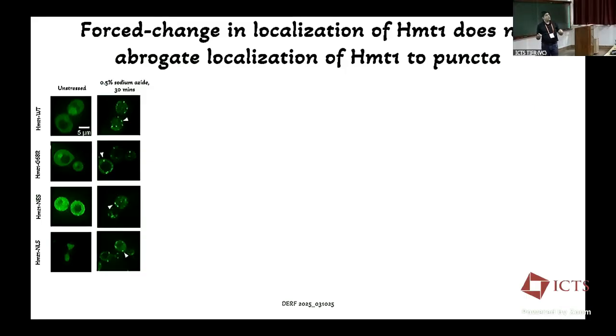When exposed to stress, oxidative stress, in this case sodium azide, it likes to come back to the cytoplasm and accumulate in these puncta. The one which is tethered to the cortex is actually very poor in its expression. So under unstressed condition, it's actually very hard to even see the protein. But when you stress it, it forms these puncta at the cortex, right? So wherever it is, it tends to form these puncta.